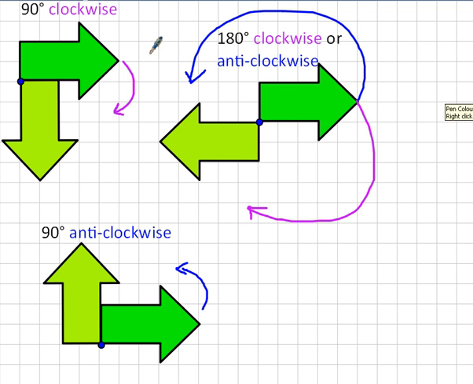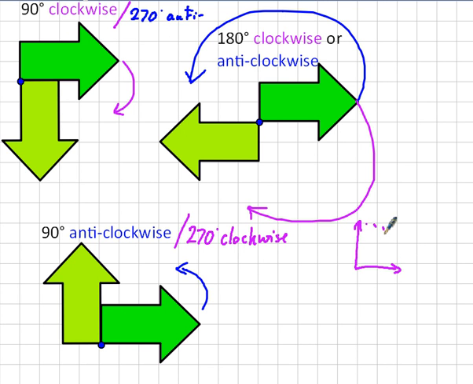It's worth mentioning that 90 degrees clockwise is the same as 270 degrees anti-clockwise. Okay, and that 90 degrees anti-clockwise is the same as 270 degrees clockwise. And that's because, if you think about it, we're doing a quarter turn in either direction, which is the same as a 3/4 turn in the opposite direction.